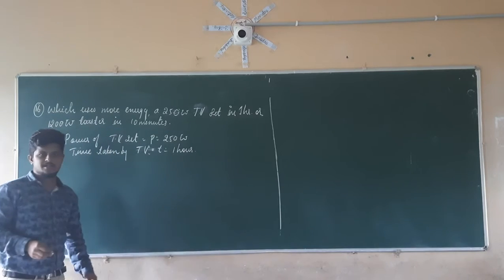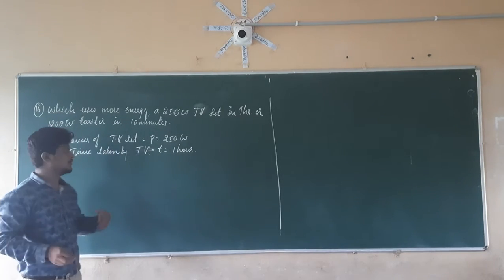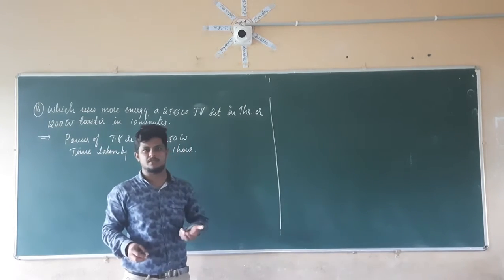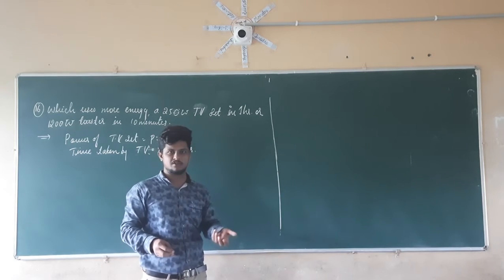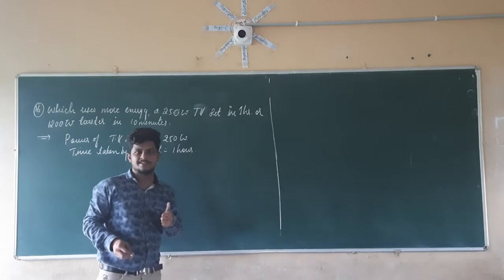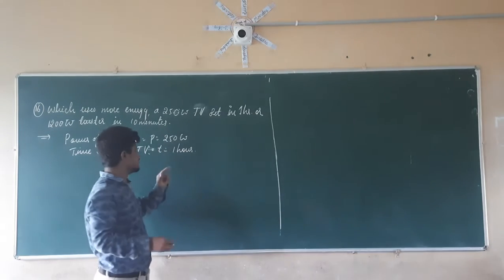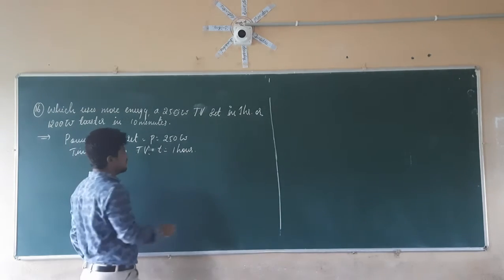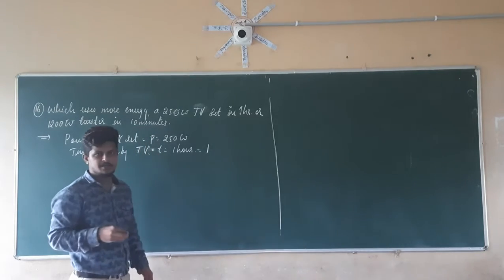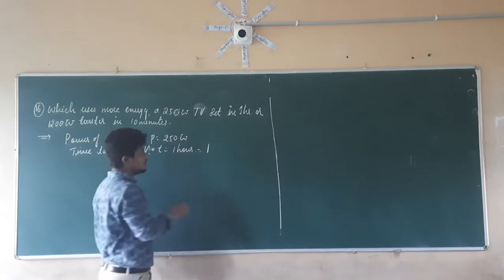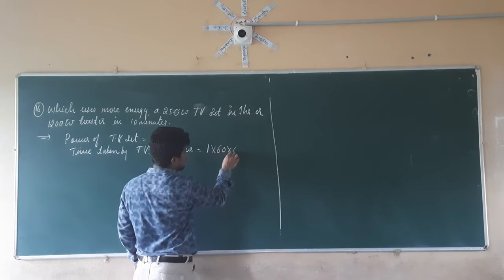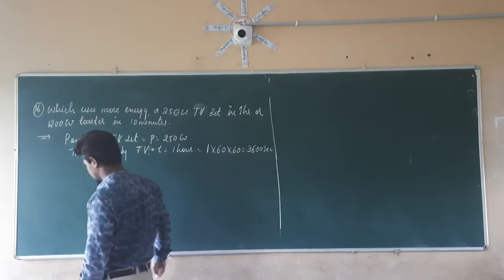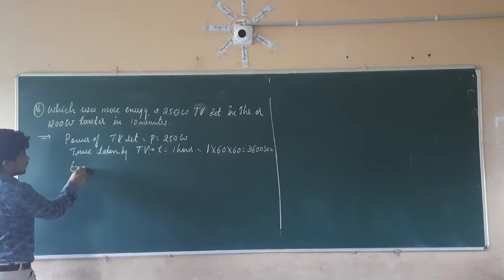We already know that we are talking about the energy consumption, not the electrical energy. The SI unit of energy is the joule, so we have to convert these things into joules. We already know that watt is joule per second. So for that reason, we should convert 1 hour into seconds. In 1 hour there are 60 minutes, and in 1 minute there are 60 seconds. Therefore it is 1 into 60 into 60, which is 3600 seconds.